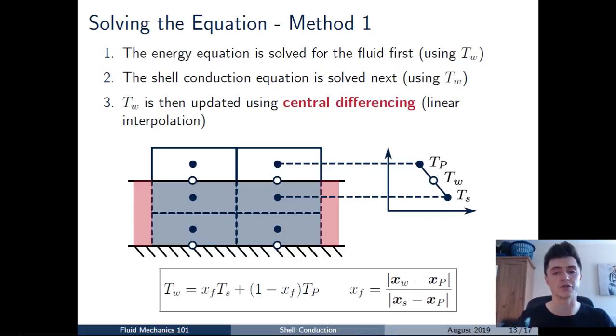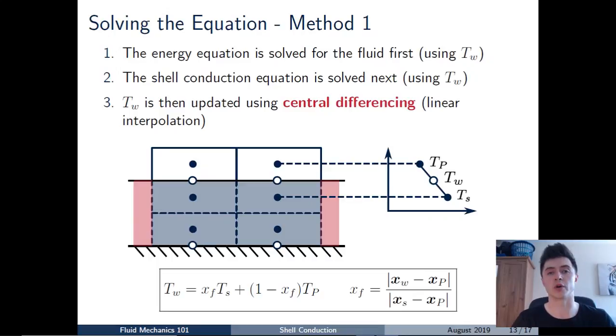And then of course, after solving these equations, what we then need to do is update the wall temperature TW. And the reason for that is there will be some heat conduction along the shell elements. And the way we do the updating is we use central differencing, which you may have heard me talk about in previous videos, but as a small reminder, central differencing is just going to be linear interpolation between the centroid of that fluid cell and the centroid of the shell conduction centroid there, which I'm going to call TS for the moment. And you can see in the diagram it's just going to be linear interpolation, and the equation you want to use for that is given in equation 6.